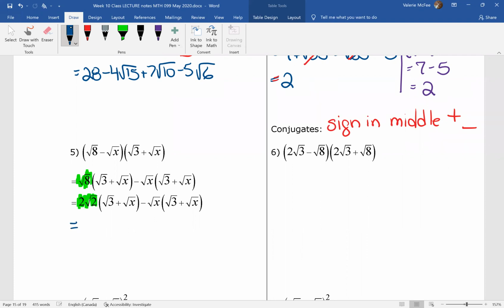Now we have 2 root 2 times root 3. The 2 multiplies 1. Root 2 times root 3 is root 6. 2 root 2 times root x plus 2 times root 2x minus root x times root 3 minus root 3x minus root x times root x. That simply equals x. We have no like radicals. This question is finished.